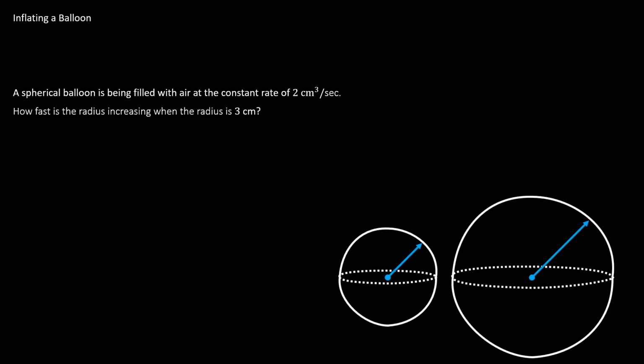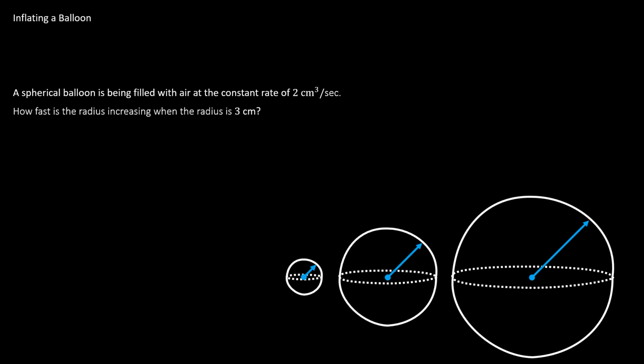To answer a question like this, we'll go through 5 steps. The first step is to draw a picture. Make sure that you understand completely the scenario that's being described. If we're looking at a spherical balloon and we're pumping it with air, we know that the balloon is getting larger, thus the radius is getting larger.